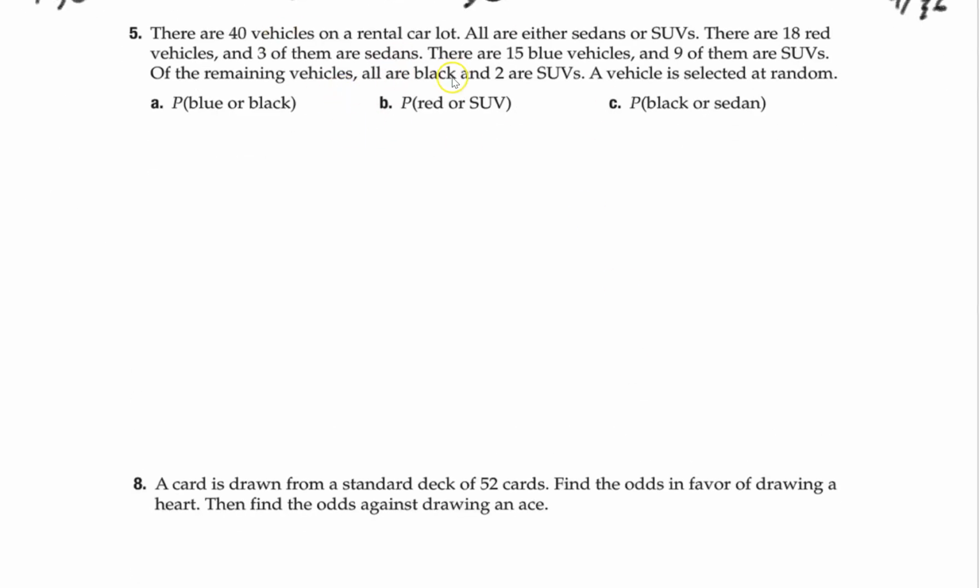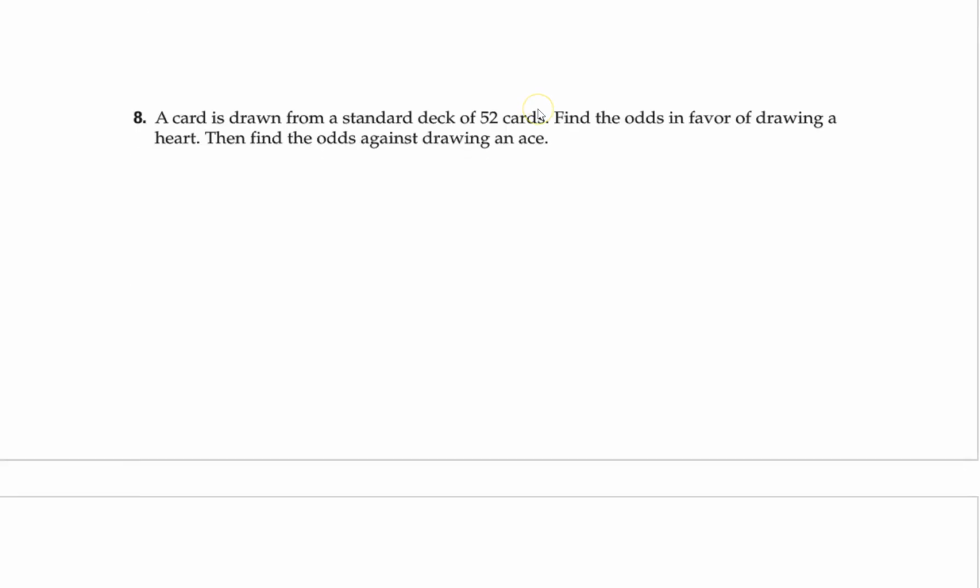I could do the same thing there. I'll save you a little time. I'll skip that one. Let's do this one to finish it off. Because cards are fun. A card is drawn from a standard deck of 52 cards. Find the odds in favor of drawing a heart. Then find the odds against drawing an ace.